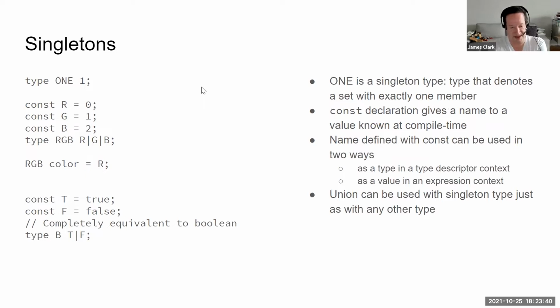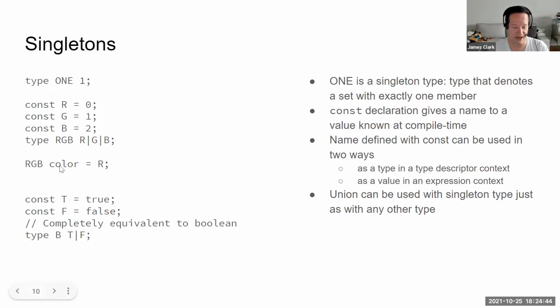Okay, so next stage, that's very straightforward. We can also have singletons. A singleton is a type that denotes a set with a single member. So we can have a type 1, which just contains a single value 1. Usually when you have a singleton type, it's more convenient to use a const to define it. What a const does is it gives you a name for a value, and that name can be used within a type descriptor to denote a singleton type, and within an expression to denote a value. So here we've got constants RGB, and we're using them within a type. We're having a type that's a union of 3 singletons and giving that a name. Here we're using the const as a type descriptor, and here we're using the const as an expression to denote that value.